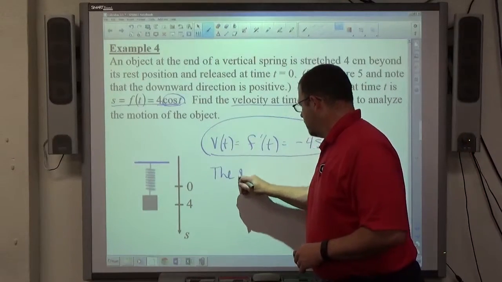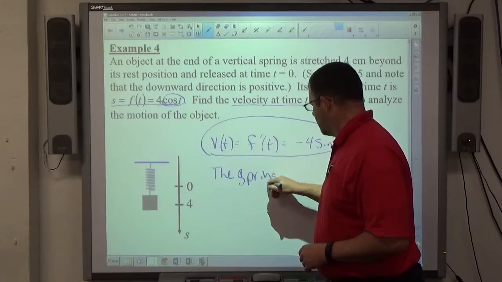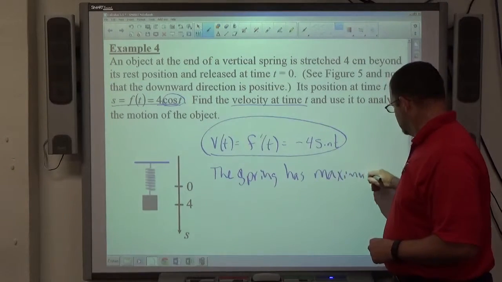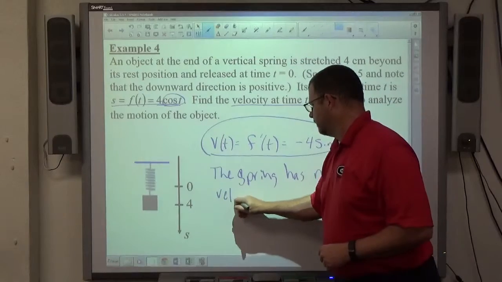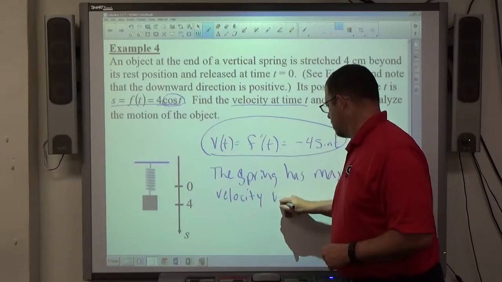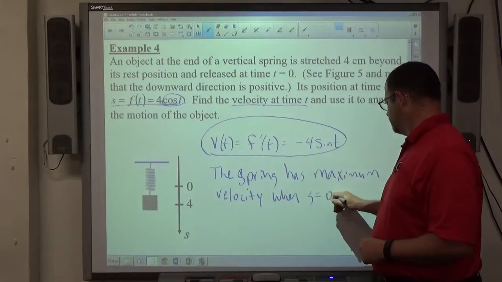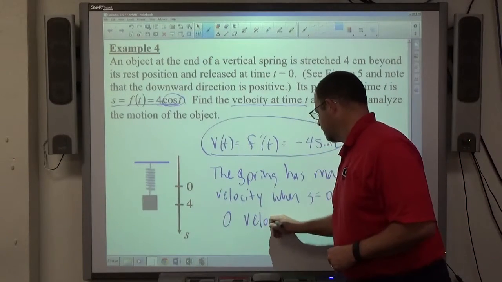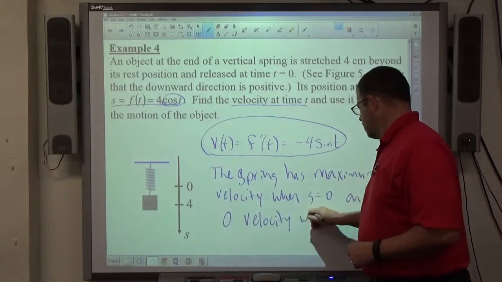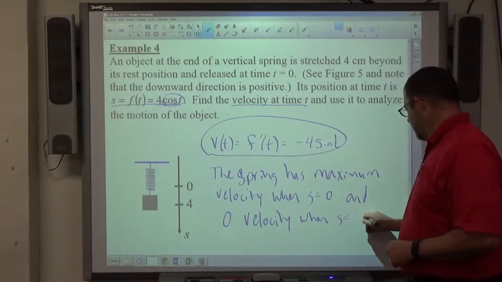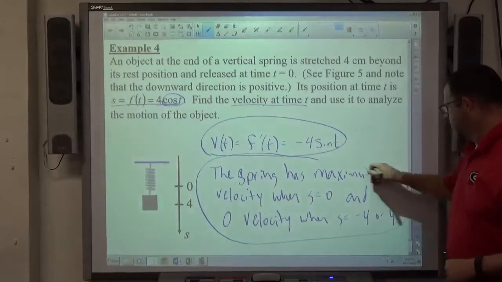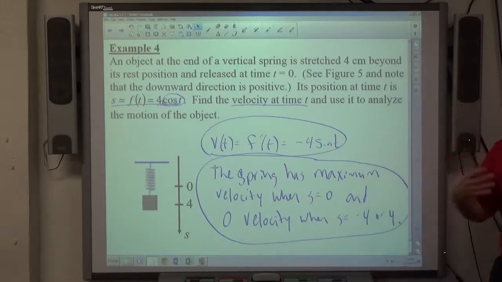The spring has maximum velocity when s equals 0, and 0 velocity when s equals -4 or +4. Okay. That's an analysis of the motion of the object.